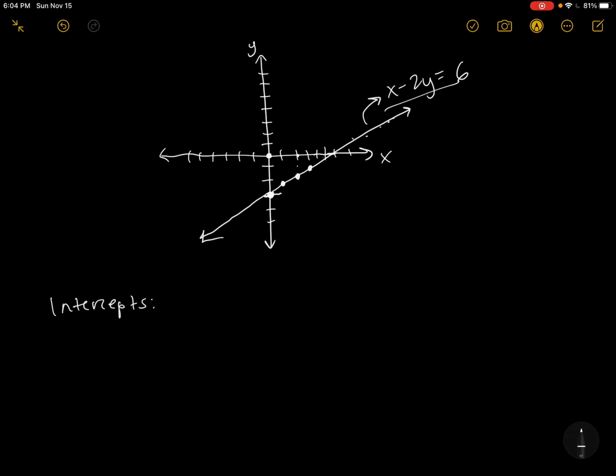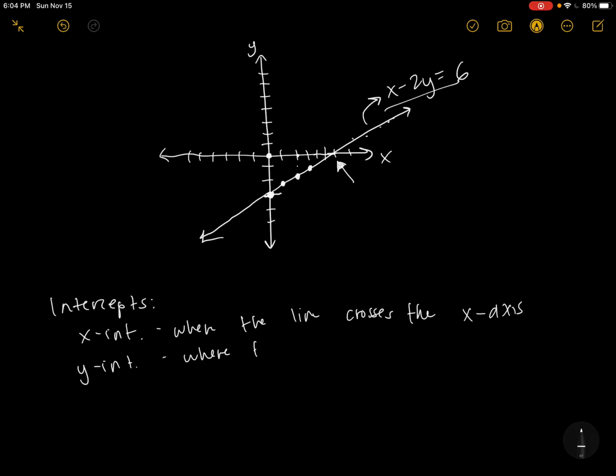And so now we want to figure out how the line relates to both the X and the Y axis. So we want to find the X intercept, which is where the line crosses the X axis. You can see that's right there. This is where the line crosses the X axis. Then we have the Y intercept, where the line crosses the Y axis. That was right there. So this one's the X intercept. This is the Y intercept.